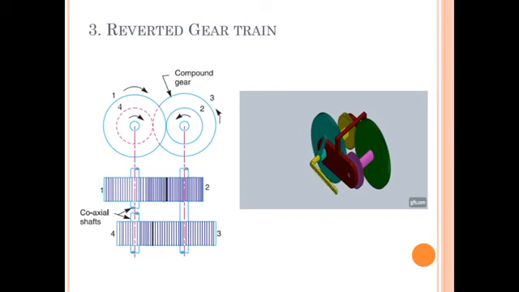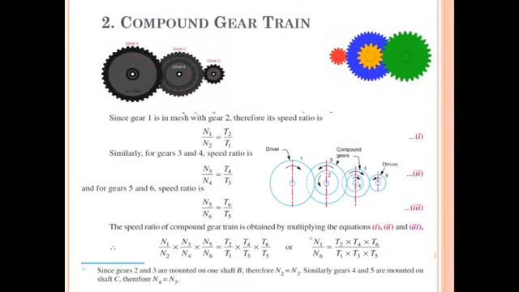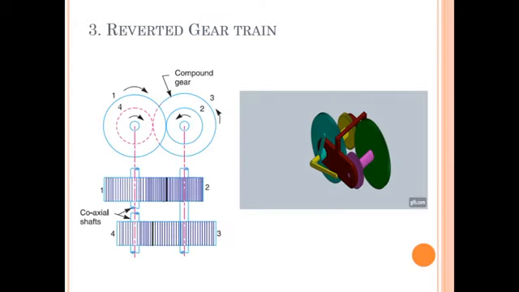Now this is regarding the compound gear train. You can put in the values of the number of teeth and find the velocity ratio. If the number of teeth are not given, but the velocities are given for these gears and you are asked to find the velocity ratio, you can find it by dividing N1 by N6. This is the compound gear train. The third gear train is now the reverted gear train.